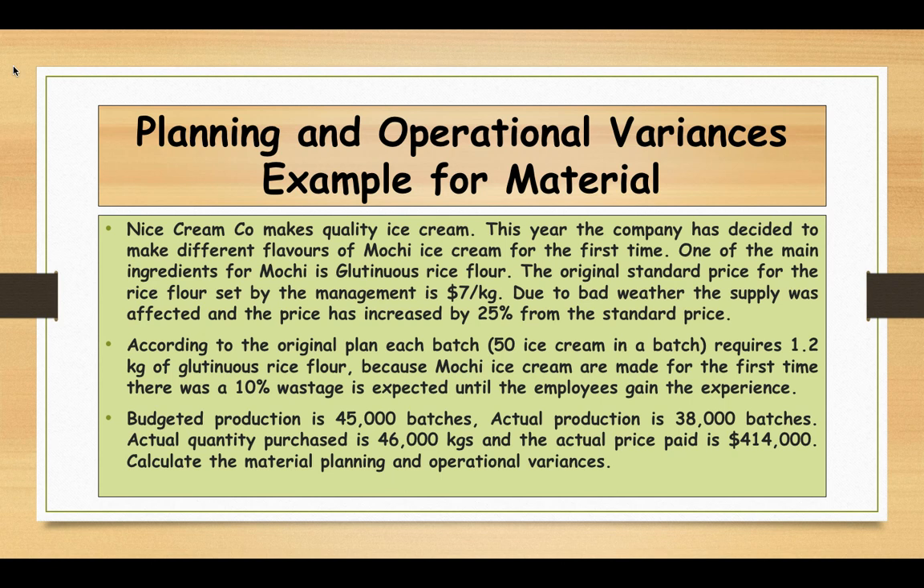Budgeted production is 45,000 batches, and they have given the actual production as 38,000 batches. Actual quantity purchased is 46,000 kilograms and the actual price paid is $414,000. So the actual quantity of rice flour purchased is 46,000 kilograms and also they have given the actual price paid. Calculate the material planning and operational variances.